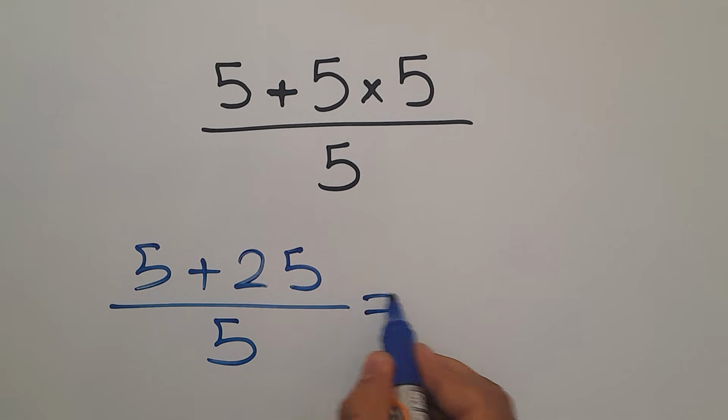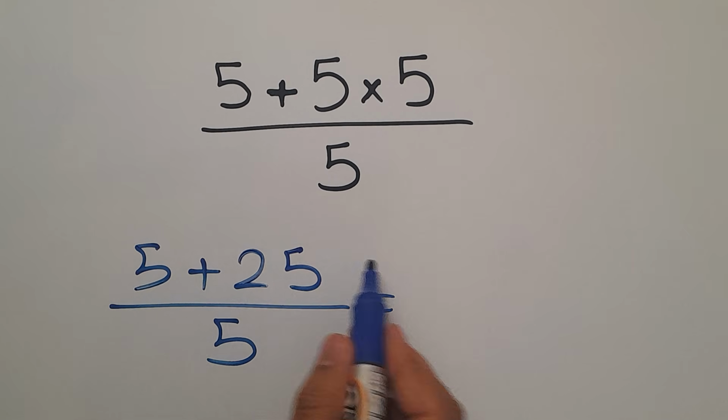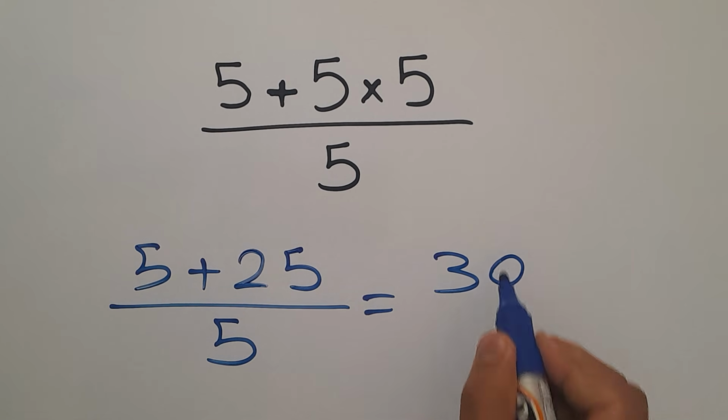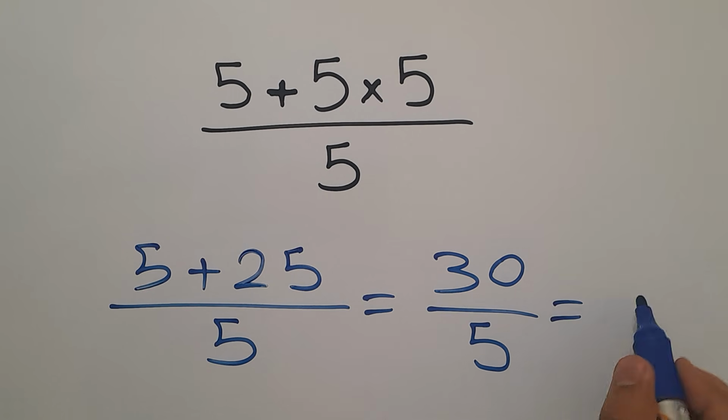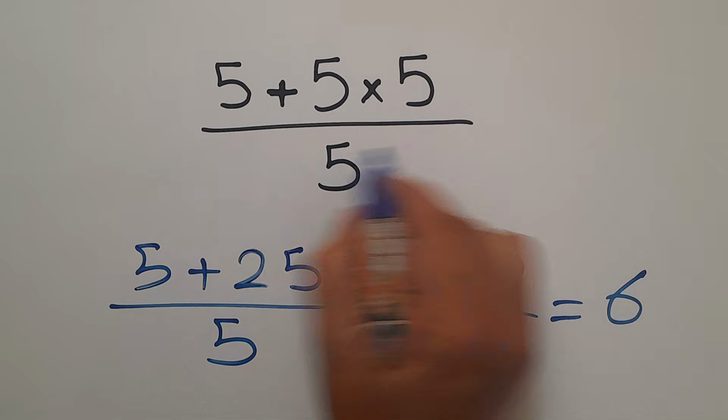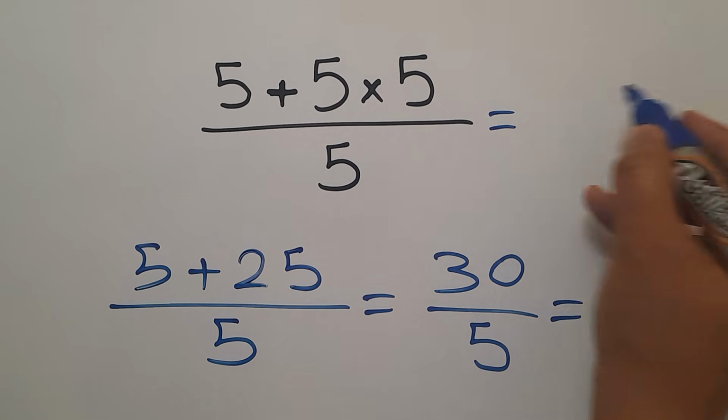And this is equal to 5 plus 25 equals 30, and 30 divided by 5 equals 6. So the correct answer to this problem is equal to 6.